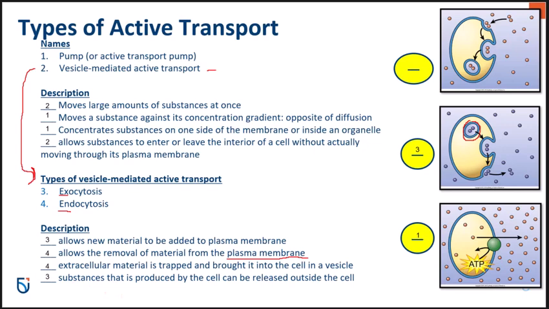Another example would be something that's extracellular, so outside the cell, that is going to be brought into the cell. It could be something that the cell actually needs to use, but it could also be something foreign that's being brought into the cell in hopes that our cell will then dispose of it. For example, we talked about how lysosomes would bind with it and destroy any foreign material.